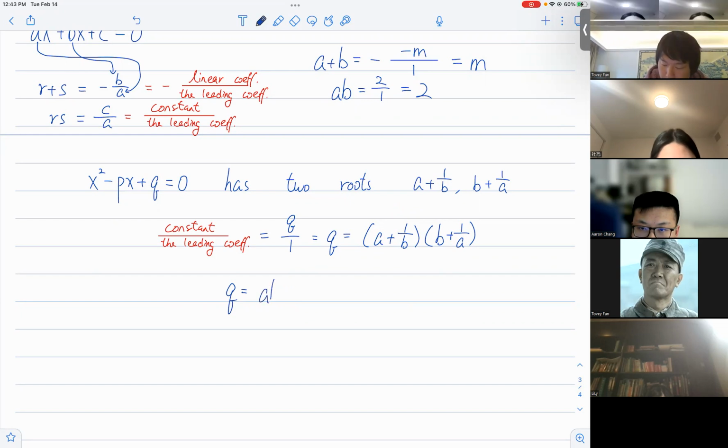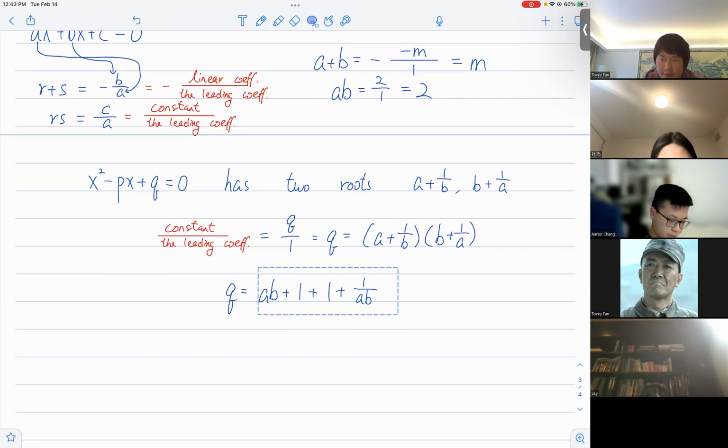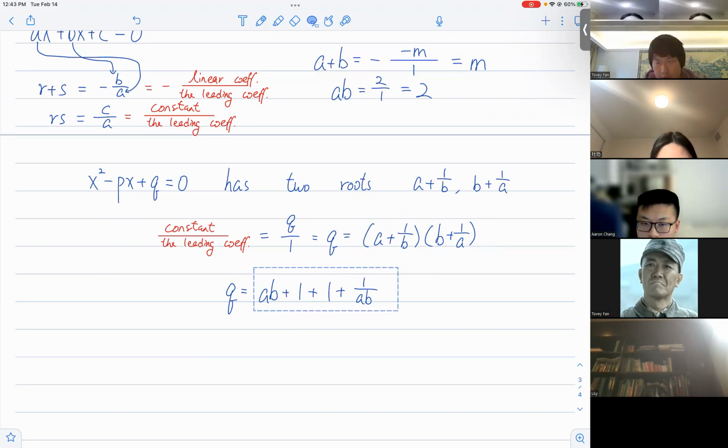So ab plus a times 1 over a gives you 1, right? Plus 1 over b times b, another 1, right? And 1 over b times 1 over a, 1 over ab, right? The product of roots, and if you expand the brackets, you get this. Okay, Rika, Lily, Aaron, make sense?